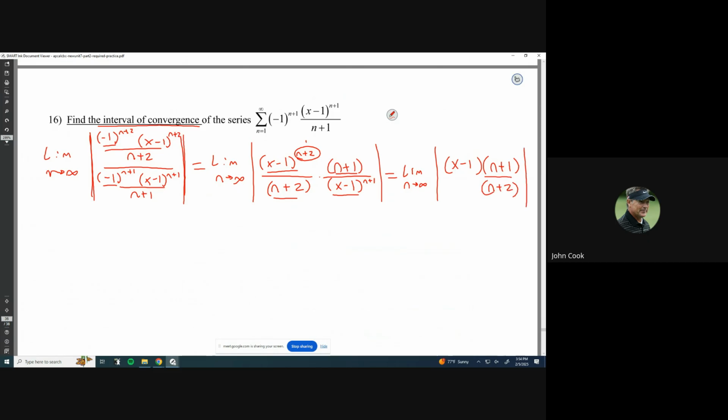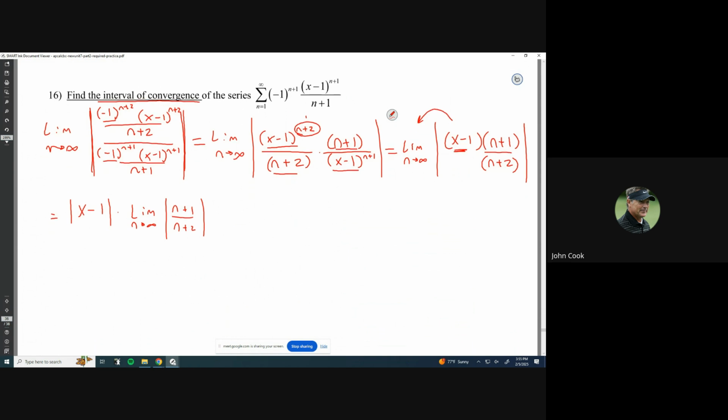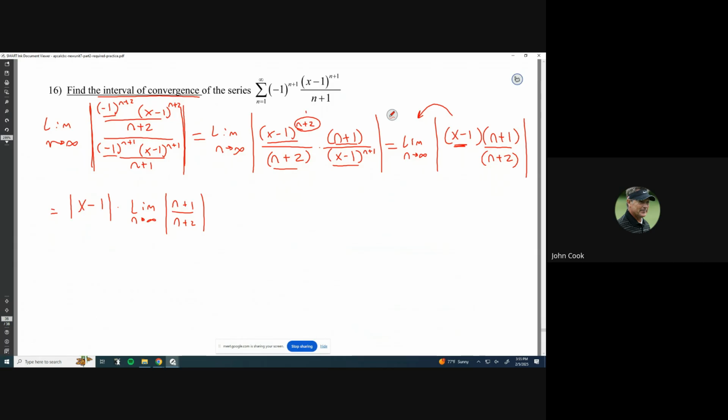Okay, well, again, I've said it a few times. Since this x has nothing to do with n, I'm just going to factor it out. So here's what I get. I get the absolute value of x minus 1, multiplied by the limit as n goes to infinity of n plus 1 over n plus 2. And just like before, as n gets really, really big, this is just a rational function, and the degree in the top is equal to the degree in the bottom. So that just is going to turn into 1. So this is absolute value of x minus 1 times 1.